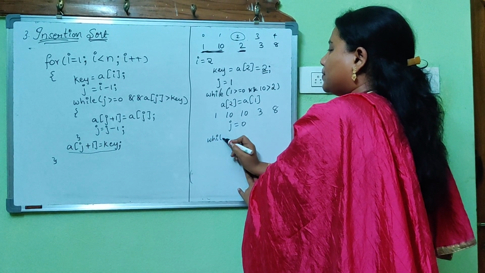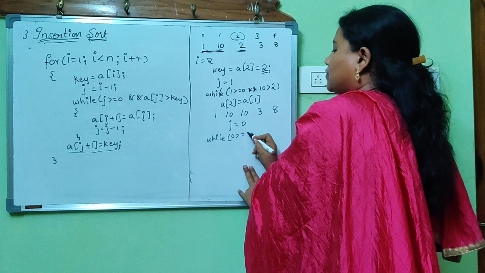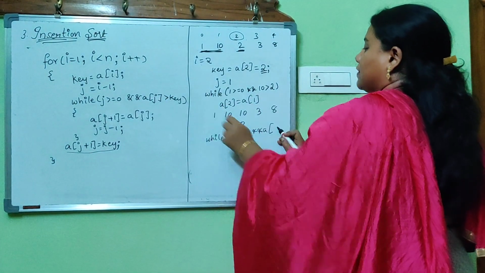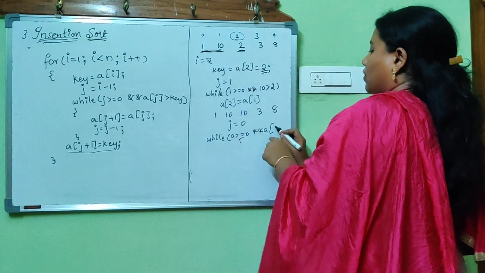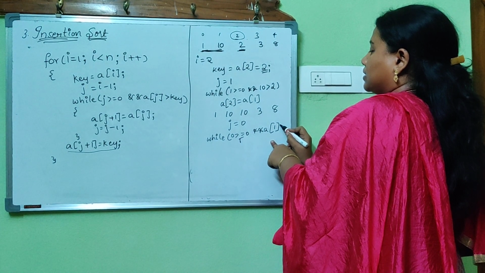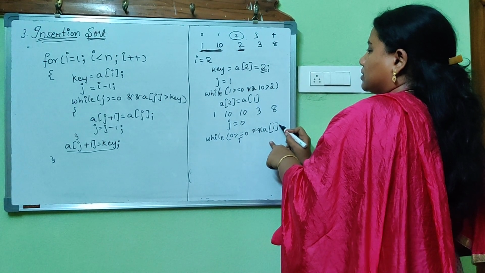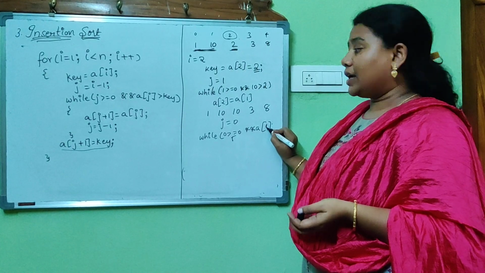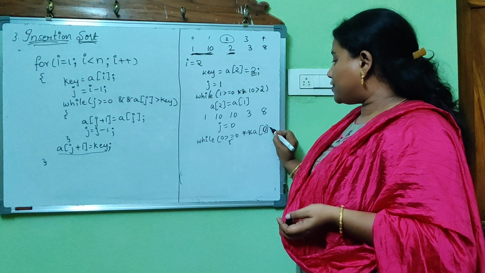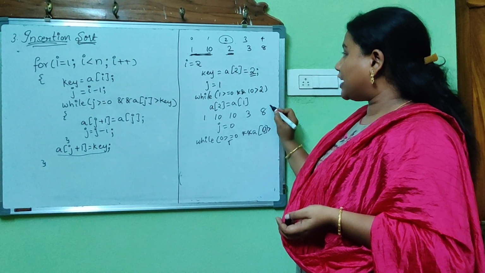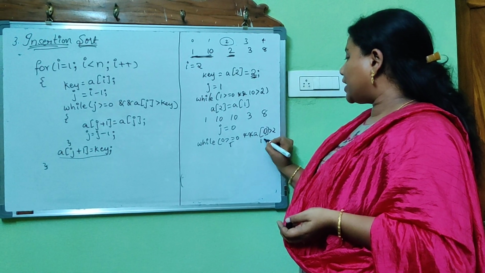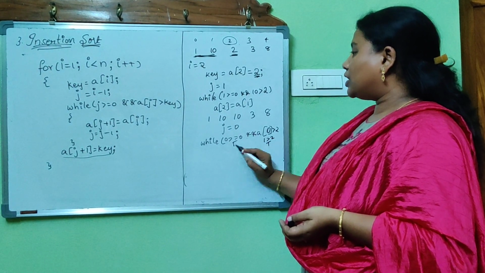While 0 greater than or equal to 0, true. And a[j] value, what is a[j]? a[0], 1. a[j], meaning a[0], greater than key. What is the key value? Already we have stored 2. Is a[0], which is 1, greater than 2? This is false. So the loop breaks.